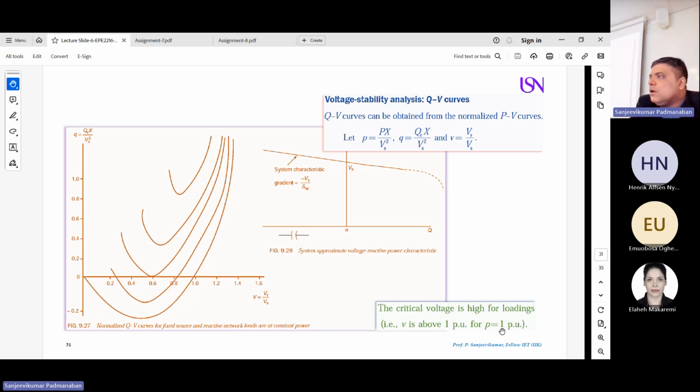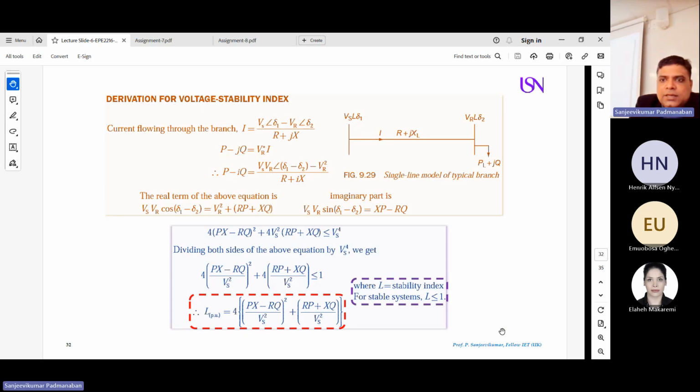In case of voltage stability analysis, two curves are very important. One is the PV curve, power versus voltage, and the other is reactive power versus voltage. These are very important curves to decide the voltage stability of your power system. Then the last one is the voltage stability index. How to determine the deviation?